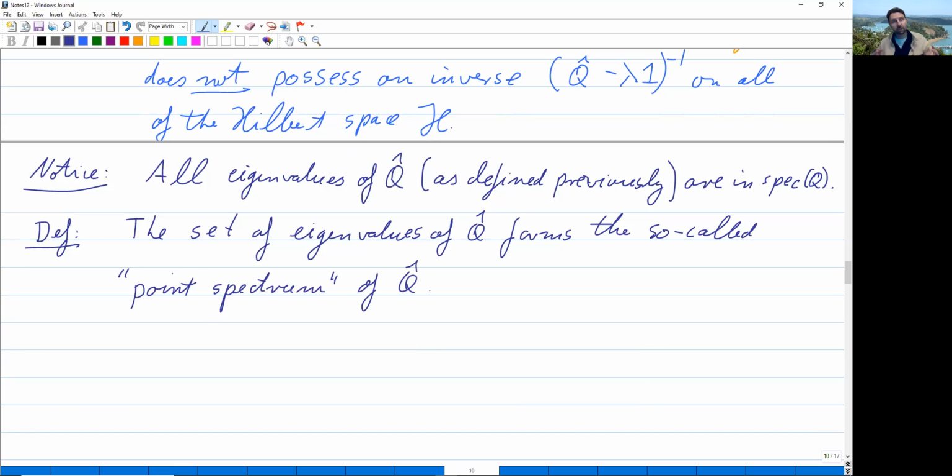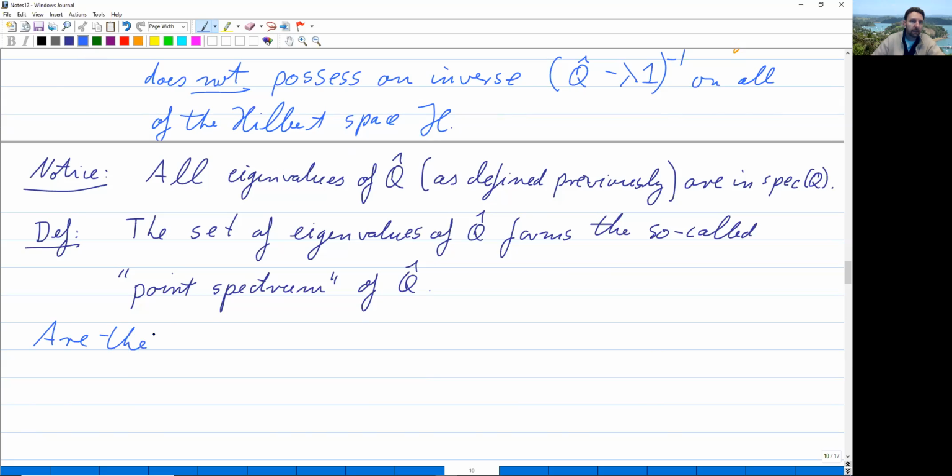It's because one can prove, but it would take us too far here, that the eigenvalues of an operator occur separated. They occur in an isolated way. They don't occur in a continuum. So we say that they belong to the so-called point spectrum of the operator in question. Now, are there any other lambda in the spectrum of our operator?